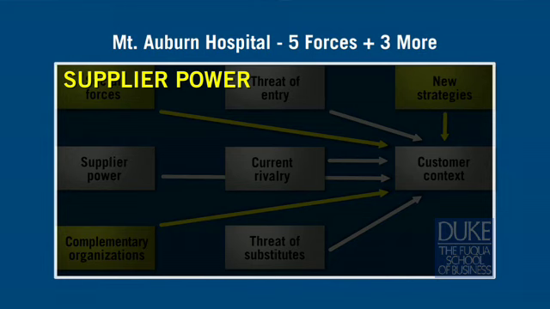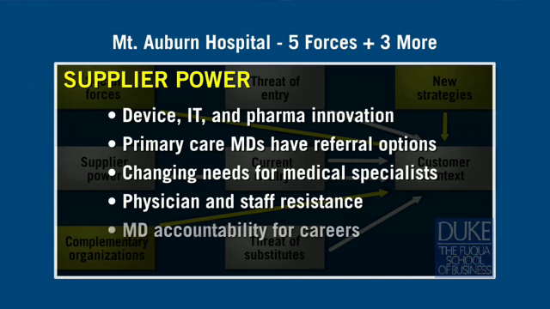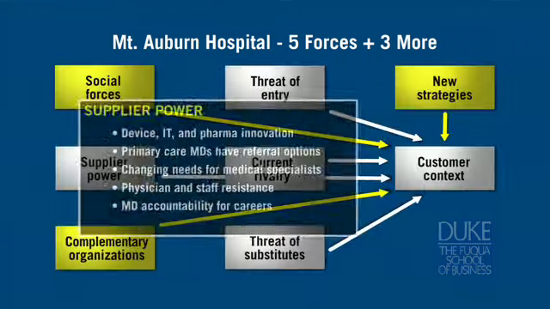Also changes in suppliers. Device suppliers, the physical goods suppliers, device, IT, the pharma innovation. Changes in the primary care environment, in which independent physicians and practices of physicians were the referral options for Mount Auburn. Changing needs for medical specialties, whether it's in cardiac care or OBGYN, the medical specialists having changing needs for the support that they needed to provide their services, and in turn the support that Mount Auburn was going to have to provide in order to attract and to keep specialists.